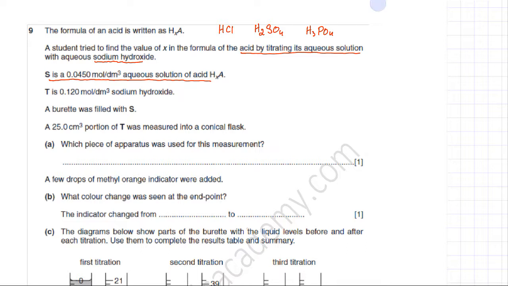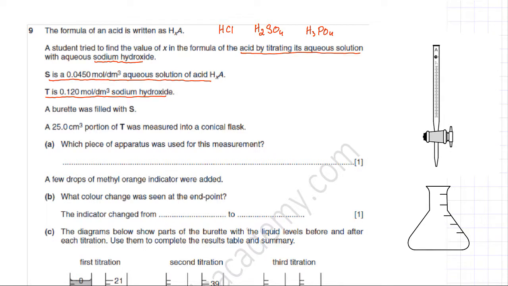It's called S. And T over here is another solution. It contains sodium hydroxide and its concentration is 0.120 mole per decimeter cube. So that is also given. And the next part is that a burette is filled with S and a 25 cm3 portion of T was measured into a conical flask. So we're going to show that in a sketch now.